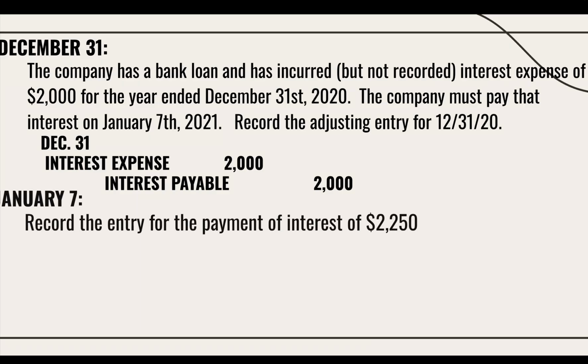So then on January 7th, we record the entry for the payment of interest of $2,250. Pause.